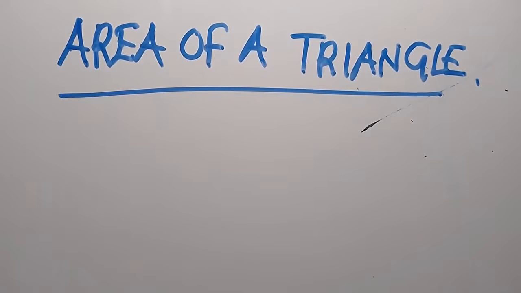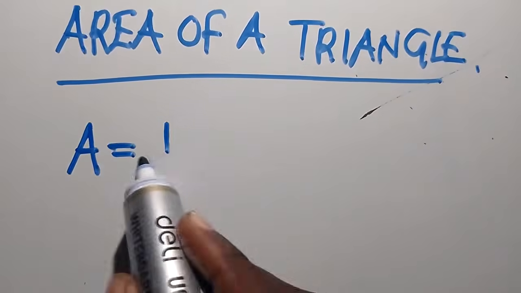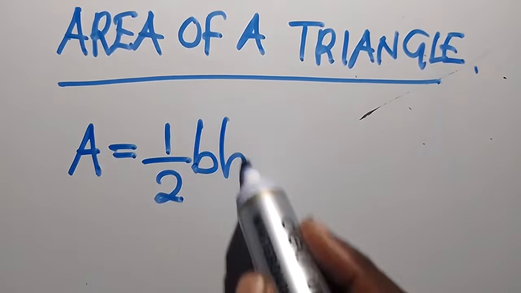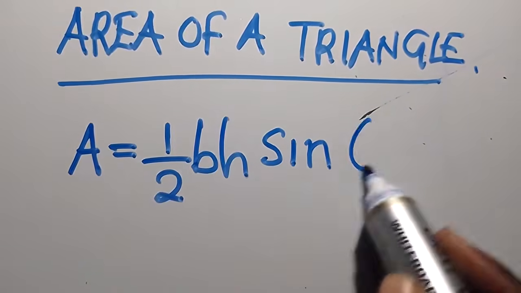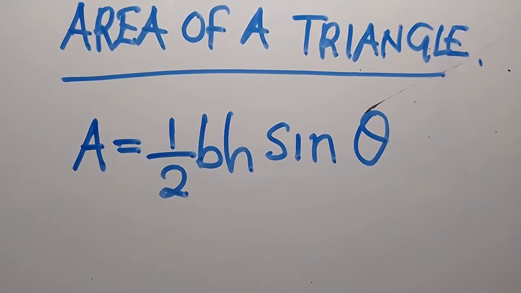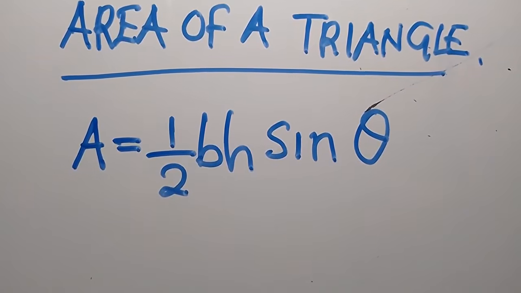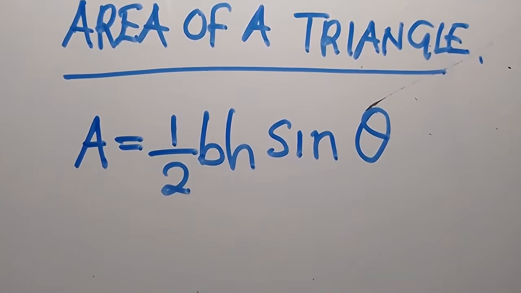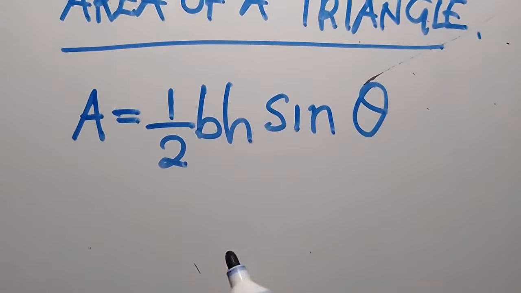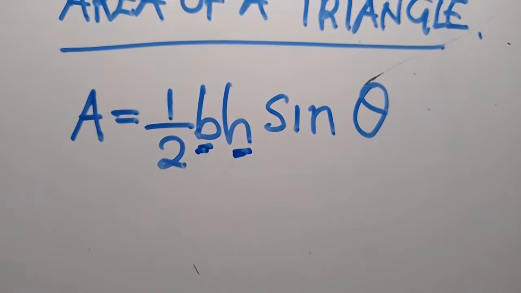So the area of a triangle is given by this formula. Area of a triangle is equal to half BH sine theta. In any question where you are told to find the area of a triangle, this is the formula that you need to understand. B and H are the two sides that have the angle in the middle.